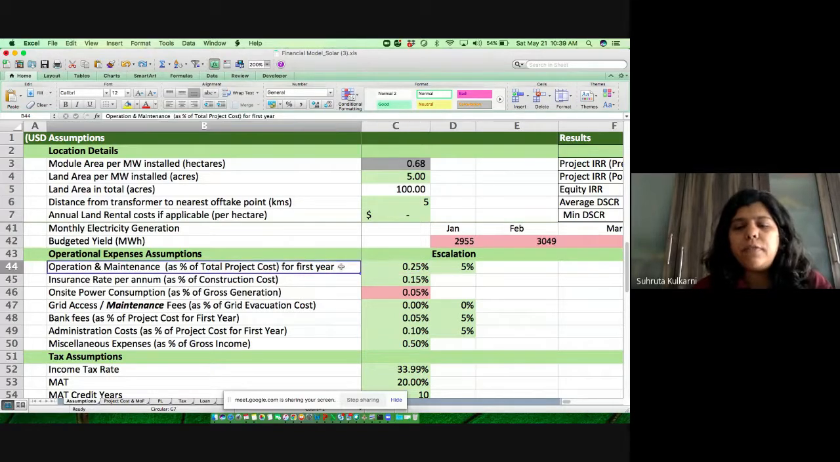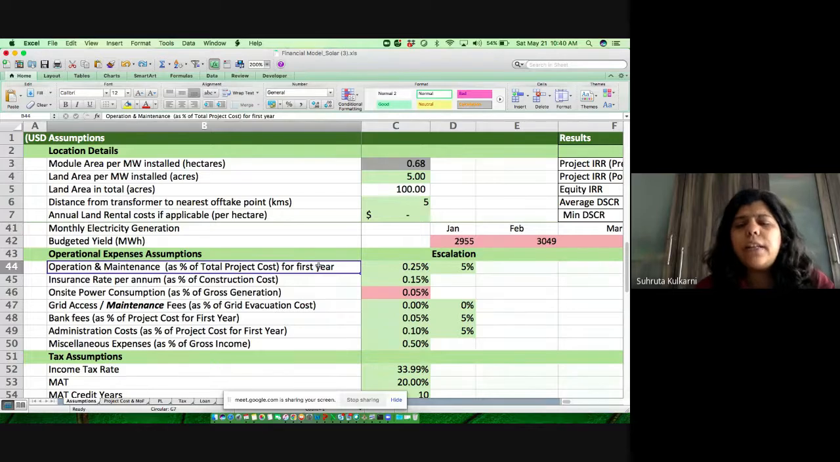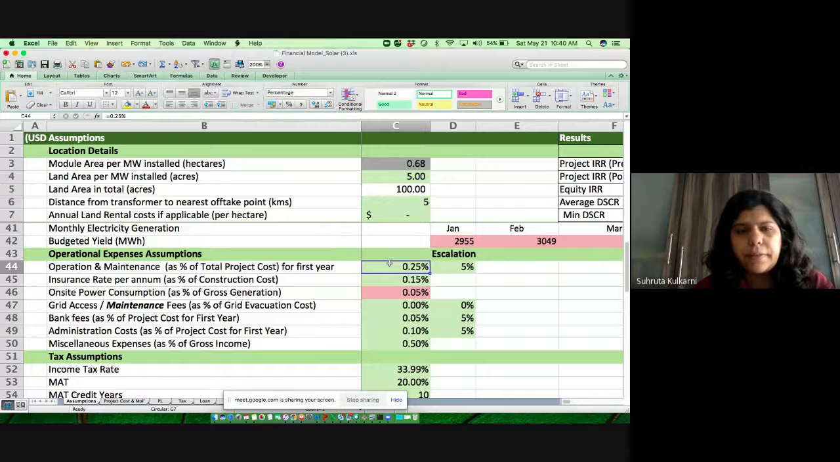But at the time of this project, the vendor who was going to sell us the solar modules had told us that typically for the first year, you will need 0.25% of the project cost as your O&M cost, which is a fair assumption in this industry. So you become an expert in the industry when you start modeling all of this, because now you know what works on the ground.